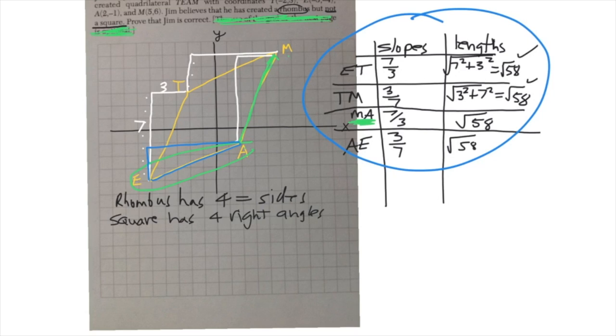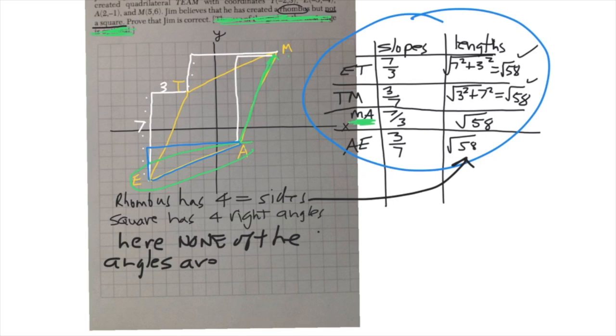So the rhombus has 4 equal sides. You can actually just point to that work right there. And a square has 4 right angles. But here, none of the angles are right angles. And how do I know that? Or how do we know that? Because none of the slopes ended up being negative reciprocal slopes because there weren't any.